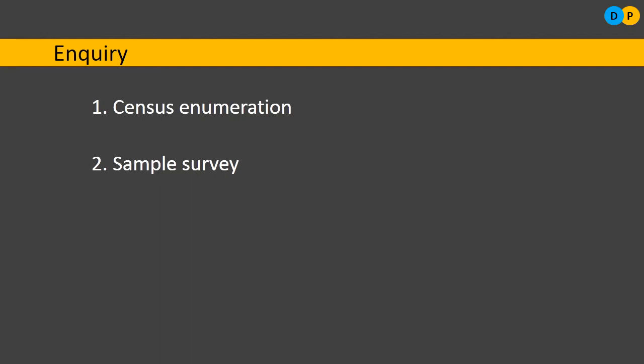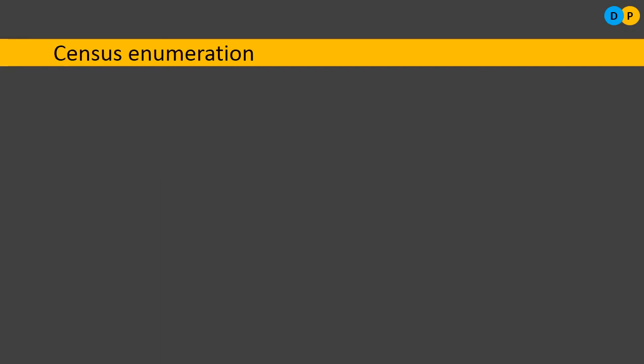It all depends upon the number of units considered and the accuracy expected. So these are the two different types of enquiry: the first one is census enumeration and the second one is sample survey. So, what is census enumeration?